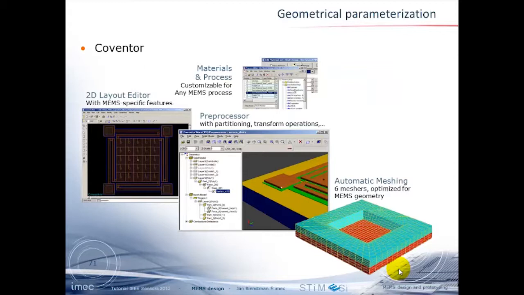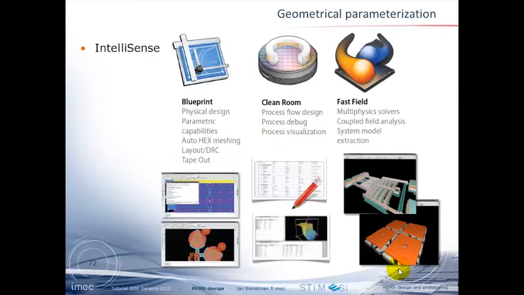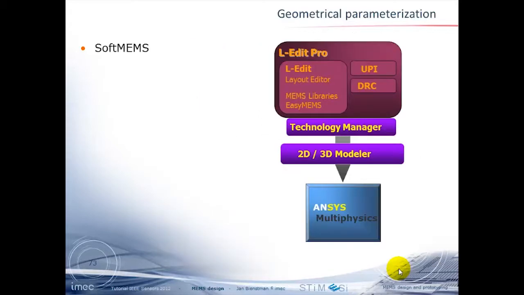And you can see here examples for CoventorWare. You have a 2D layout editor, you have your material properties, and the process description. It creates a 3D model where you can do the pre-processing, partitioning, transform operations, and then you can mesh it. The other company, IntelliSense, they have an equivalent layout editor. The project is called Clean Room, and it has the process description, and then it can generate from the 2D information with the cross-section information a 3D model that can then be meshed and solved in their finite element tool.